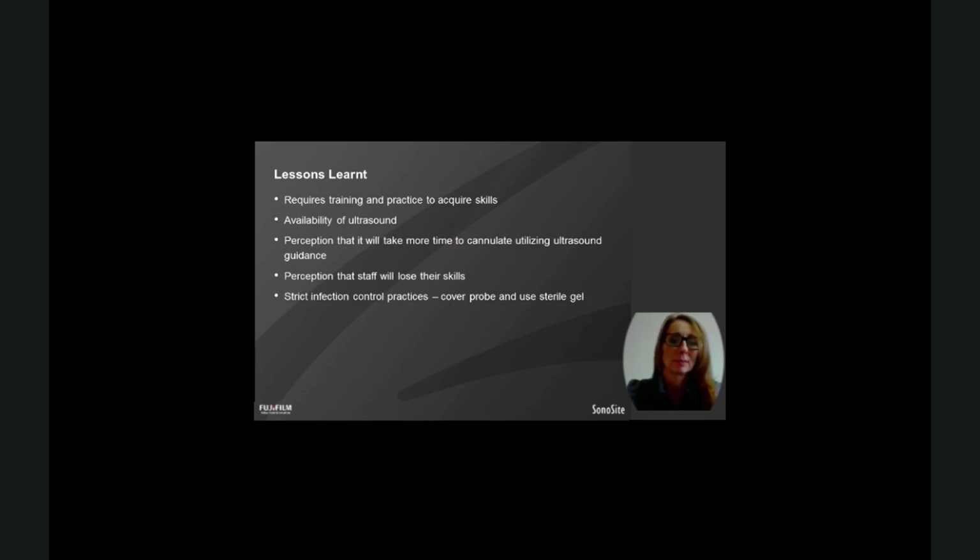There is also a bit of a perception that staff will lose their skills. I find actually the opposite. When you are using the ultrasound in the dialysis setting, you learn what you are feeling. You learn more because you can actually see, and you learn a lot more about what an unusual thrill feels like. What does that mean? You learn to assess better, you learn to cannulate better, and it makes me, and certainly other staff that I know that use ultrasound, better cannulators with and without ultrasound.